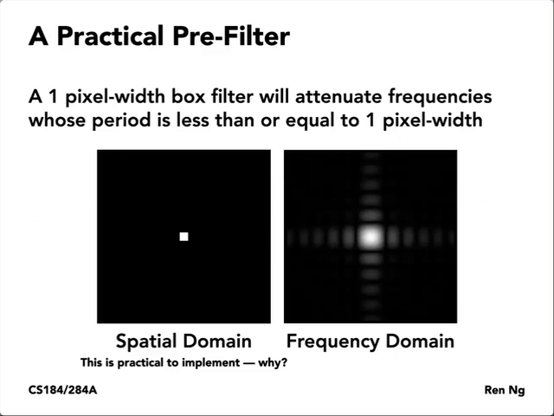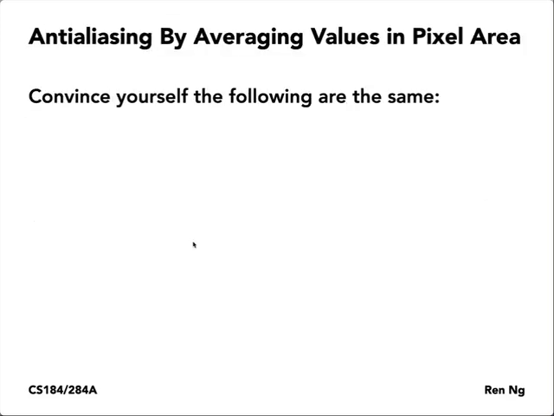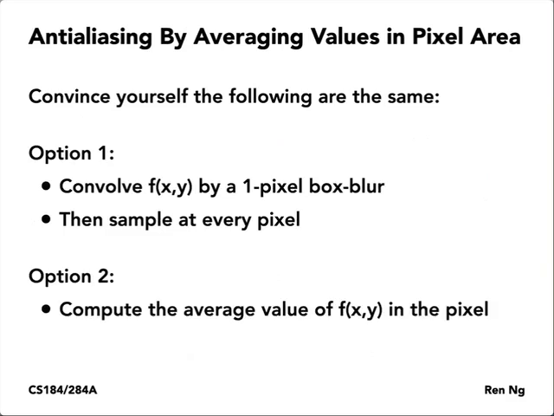But the idea here is, if we have a box, I ask you to convince yourselves of these two things being the same. Option one was to take f of xy, that inside triangle function, and convolve it, blur it by this 1 pixel box blur, then sample once at every pixel center for that blurry function. Option two was to take f of xy, the sharp inside triangle function, and for every pixel, compute the average value of f of xy in that pixel, which is sort of like the fractional coverage. Here's a picture of that.